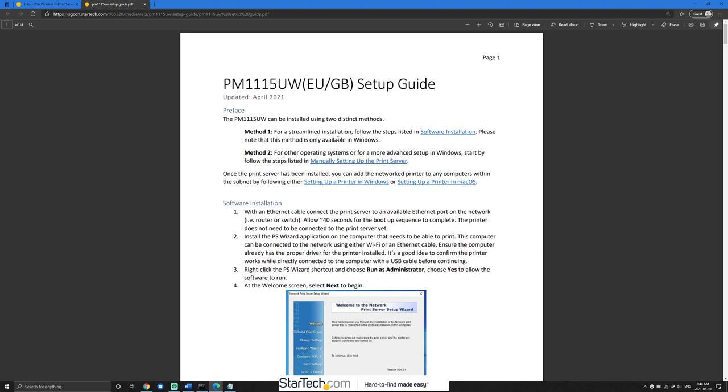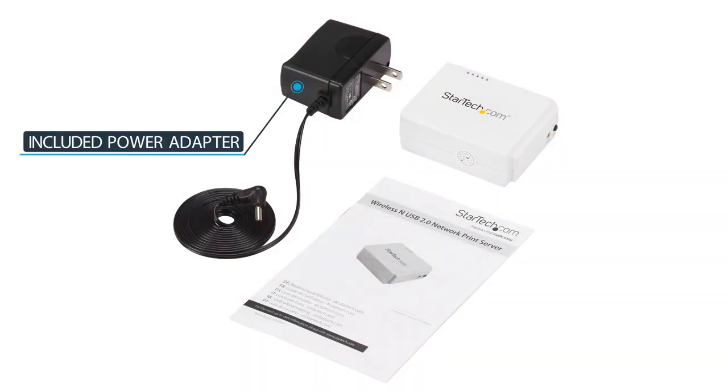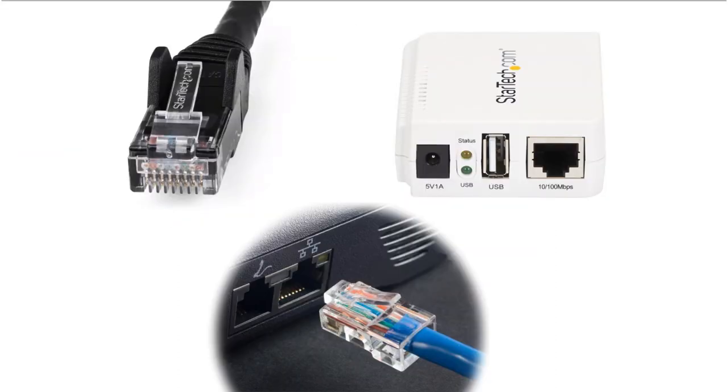For a more advanced setup in Windows without using the software, or for installation in macOS, you can follow the steps in this video. Manually setting up the print server. Power the print server with the included power adapter. Connect an Ethernet cable to the RJ45 port on the print server and to the computer.